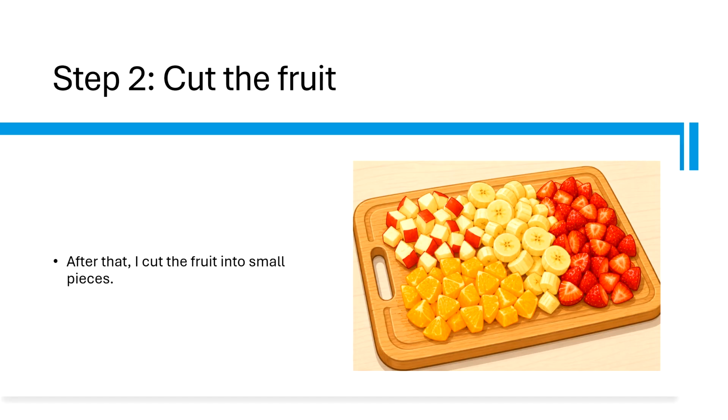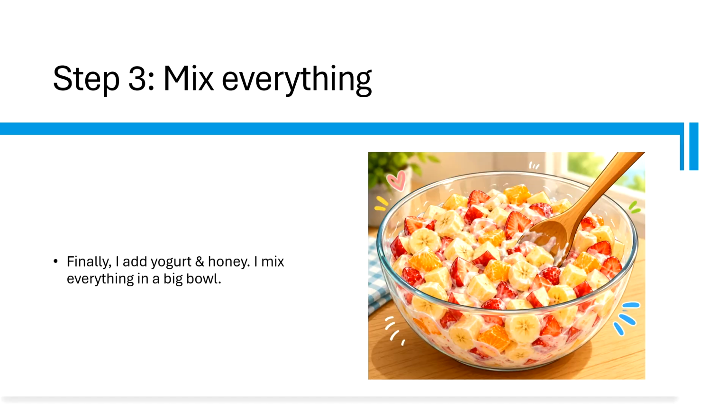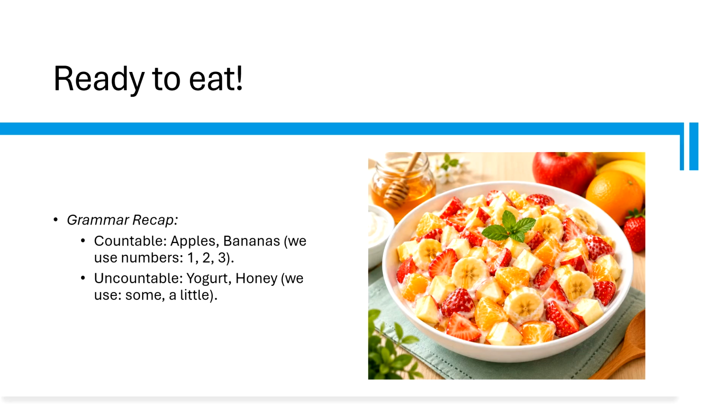Then I add the strawberries and the orange slices. Finally, I add a little honey and a lot of yogurt. I mix everything in a big bowl. Now it's ready. And this is my fruit salad.